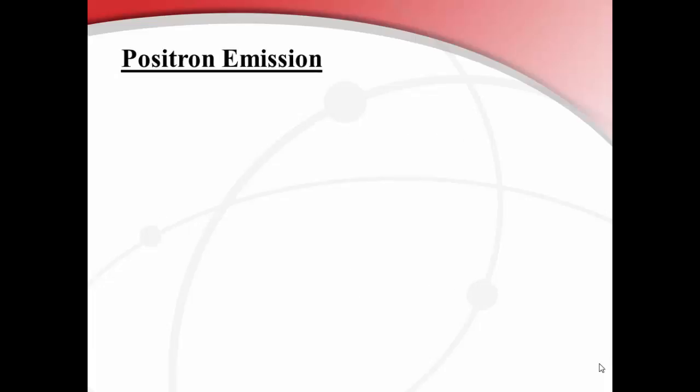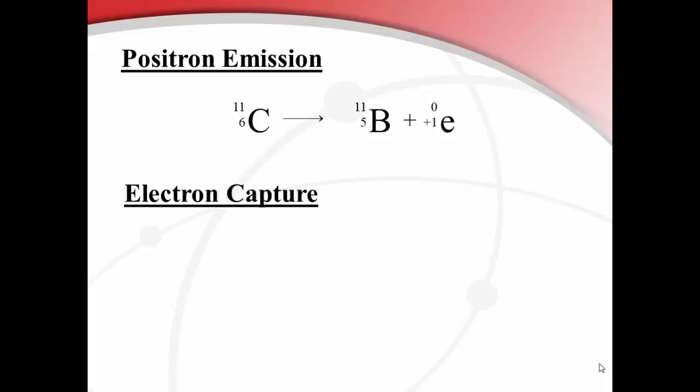Positron emission and electron capture both occur when the radioactive nuclide has too few neutrons. Positron emission occurs when a proton is converted to a neutron, releasing a positron from the nucleus. Electron capture occurs when an inner atomic electron is absorbed into the nucleus, converting a proton to a neutron.